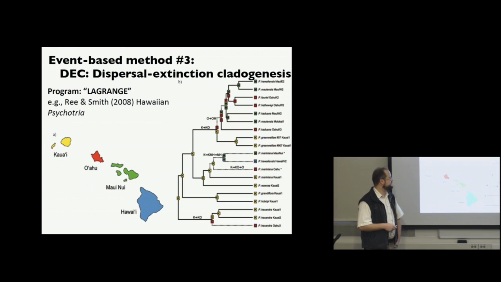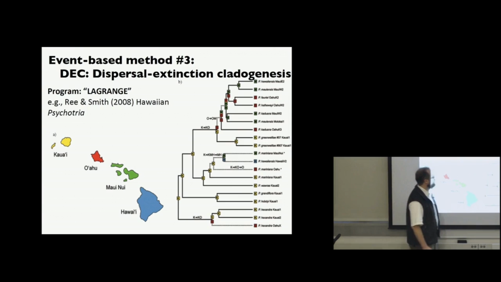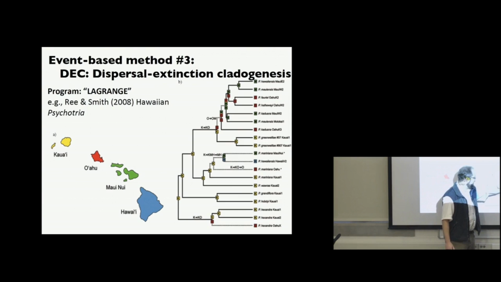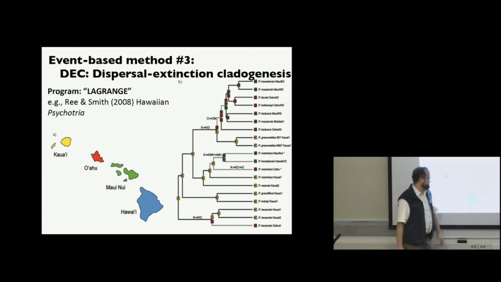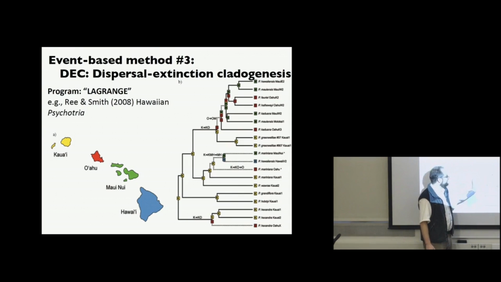This was a paper by Ree and Smith, which has been cited many, many times. Here, they used a classic example of Hawaiian Psychotria, which is a shrub. A subgroup of the shrub lives on Hawaii, and you can see how this method works. You say, for example, the tips live in Kauai, which is K, or the Big Island Hawaii, or Maui, or Oahu. You apply your method and retrieve some history that you infer of what happens.